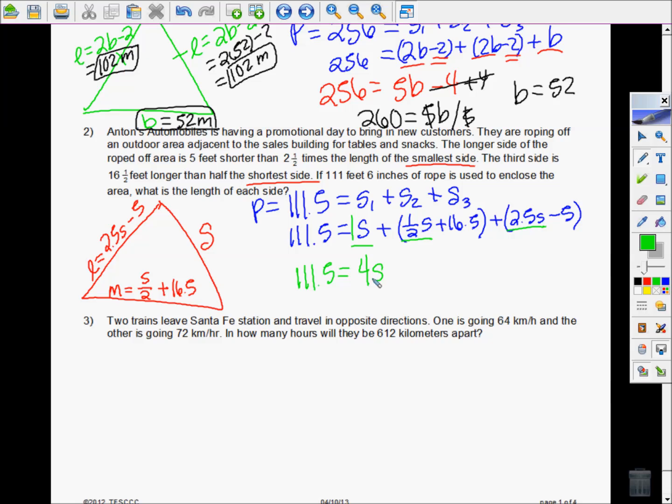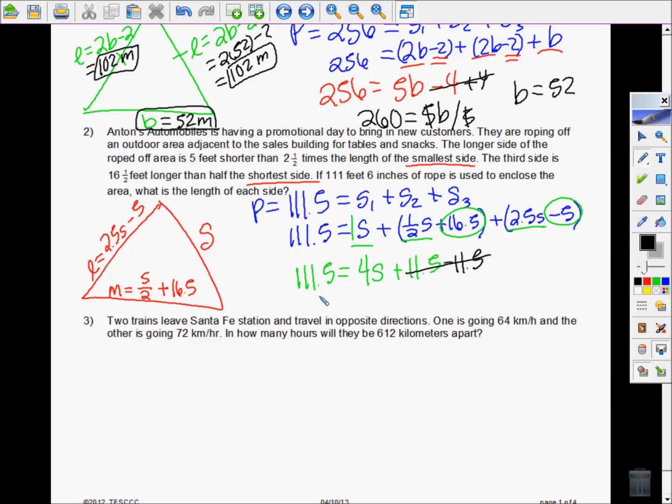Okay, next I'm going to combine my numbers. 16.5 plus negative 5 is 11.5. I didn't hear from everybody. Some people seemed hesitant and didn't believe it. You've got to say it with conviction, guys. So now I can subtract 11.5 from both sides.